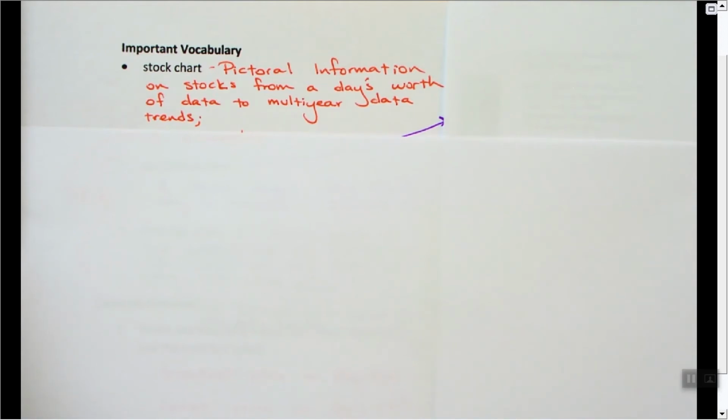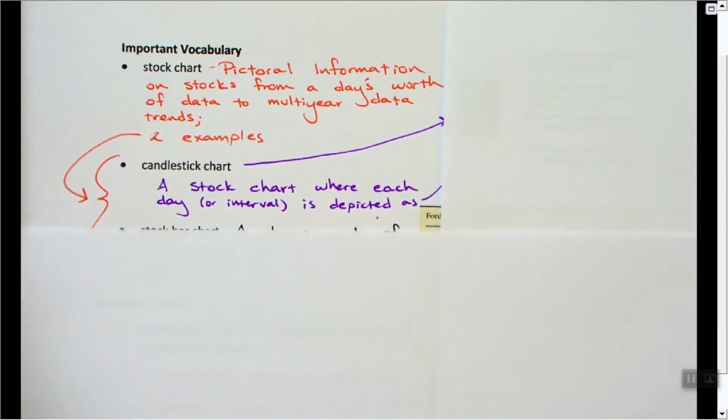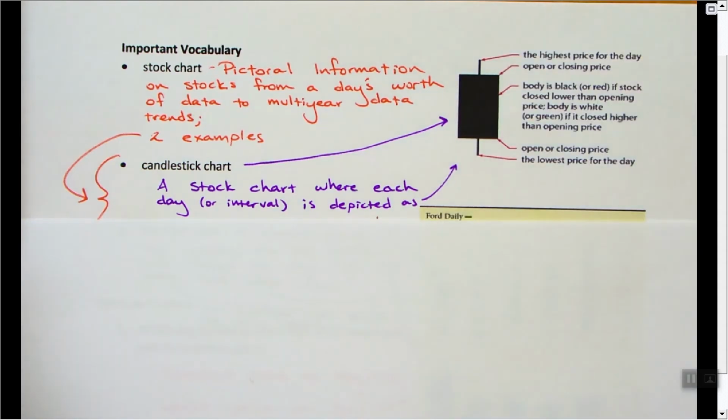Okay. One common stock chart is a line graph, like we looked at a long time ago with kind of just this jagged line going up or down. Okay, those you're probably familiar with, but there's two more that you probably haven't ever seen before. And the first is what's called a candlestick chart. Okay, it's a stock chart where each day or interval is depicted as a candlestick.